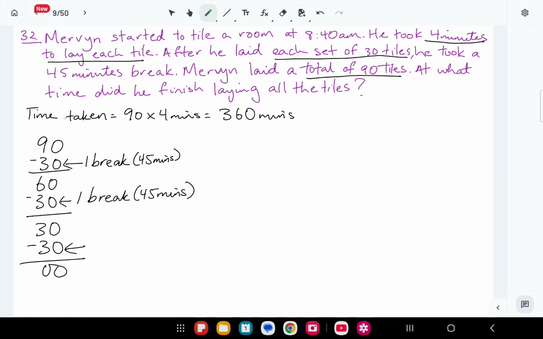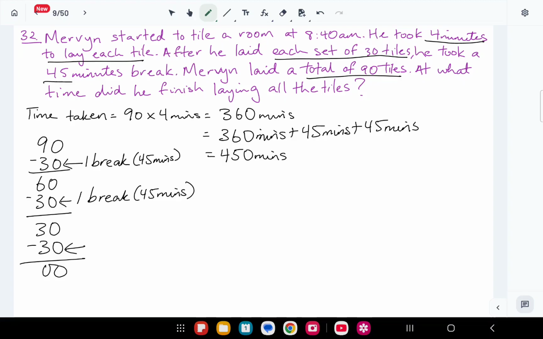So what we need to do now, the time taken here would be the 360 minutes add 45 minutes, add 45 minutes. Because the last set of 30 tiles he put on, he had done the job after, so he didn't need to take a break. So it's 2 breaks he took in between to spread those 30 tiles. Alright, so 45 plus 45 is 90, 360 plus 90 is 450. So it's 450 minutes it took to lay these 90 tiles.